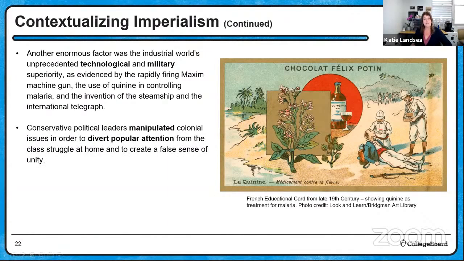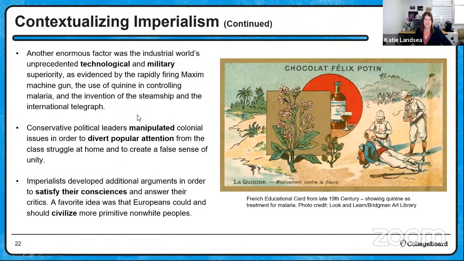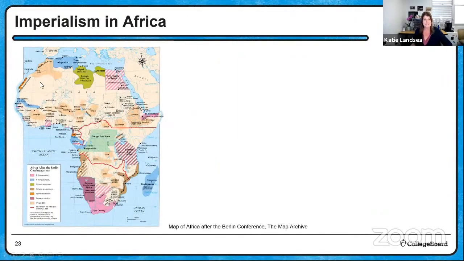Conservative political leaders manipulated colonial issues in order to divert attention from the class struggle and create a sense of unity. And imperialists also developed arguments to satisfy their consciousness and answer critics. So this big favorite idea was a civilizing mission, that somehow white Europeans were obligated to civilize more primitive non-white people. These are arguments that are developed as Europeans are heading into Africa. We're going to continue to see that expansion.